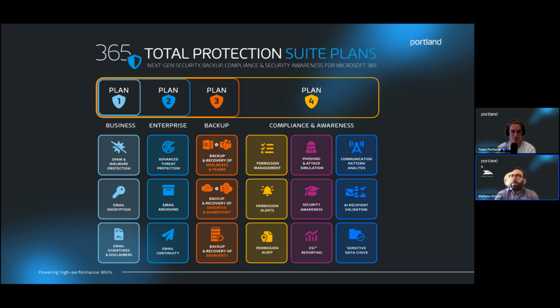So first of all, this is the entire portfolio that we are proposing to our partners and to our end customers. So the commercial name of this offer is 365 Total Protection. So as you can see in this slide, it is made up of plans. There are 4 plans today, and the idea is really to have more and more products coming along, more and more services for you and your customers.